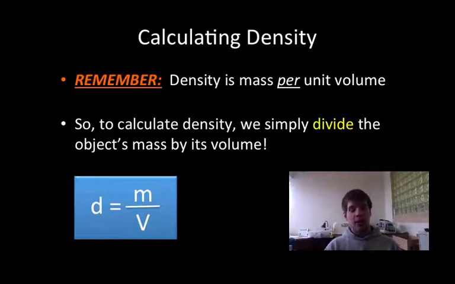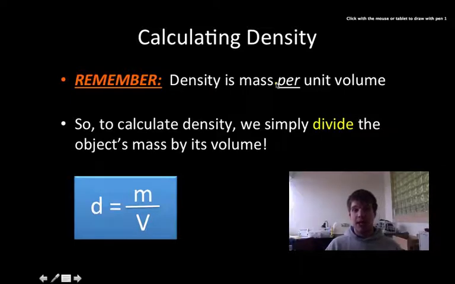So we can't get away without doing some calculations here. Since we're talking about mass per unit volume, density is mass per unit volume, that's how we defined it. That per is going to indicate to me if I wanted to calculate exactly what a density was, I would divide the mass of the object by its volume. So when I divide those two numbers, I'll get another number, and that is what's called the object's density.